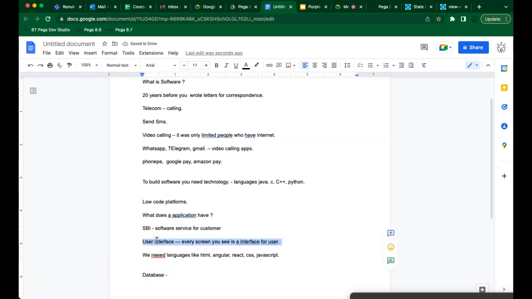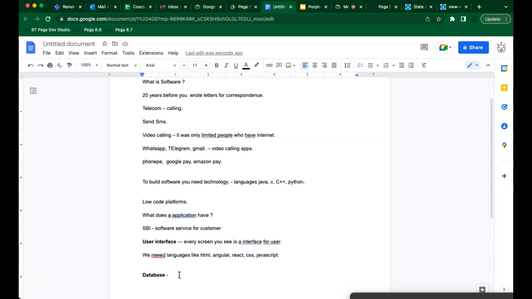First thing is user interface, which we saw. Every application has a user interface. Next thing is database. Every application needs a database. For example, just take your phone. When someone gives you his phone number, you store it in that. Why do you do that?